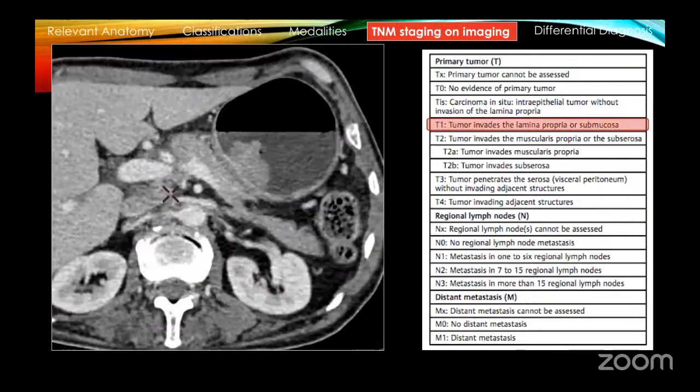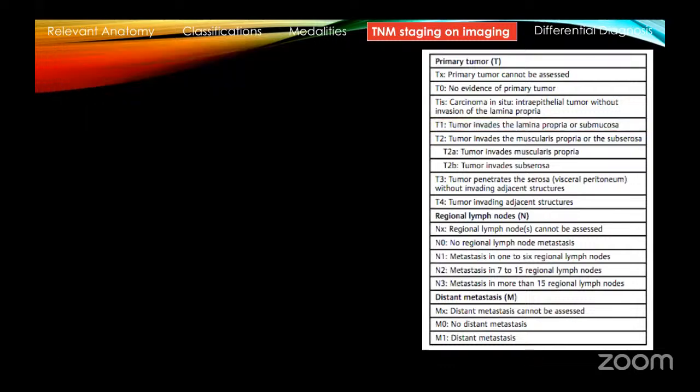Let's go to T1. So T1 is the tumor invading the lamina propria or the submucosa. So here it is the T1 polypoidal mass, and you can see this muscular layer here, this hypodense or gray area that you see, it is intact. It is probably not invaded. So this is probably a T1 disease, at least macroscopically.